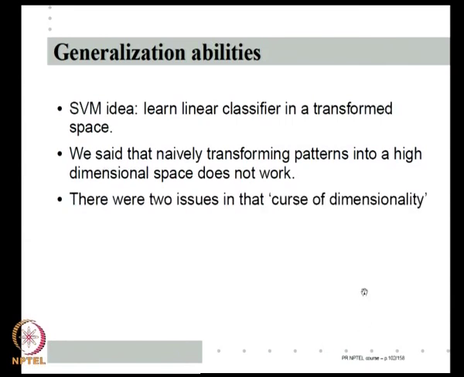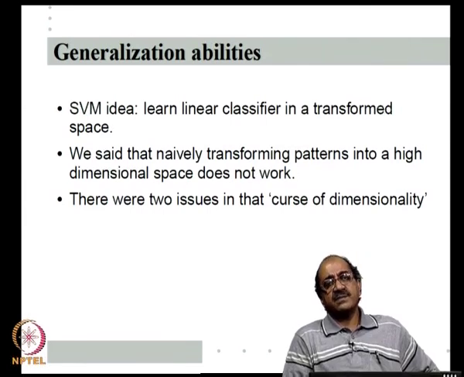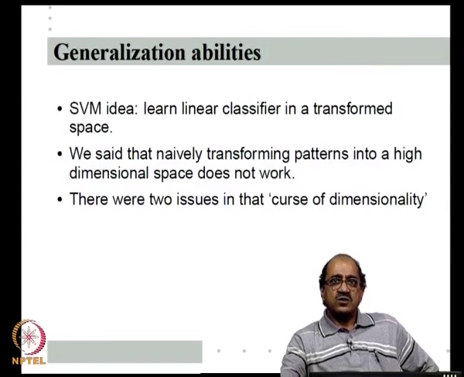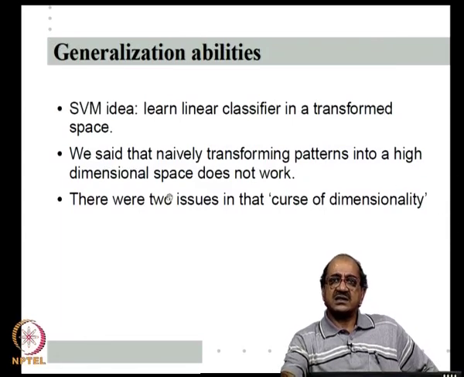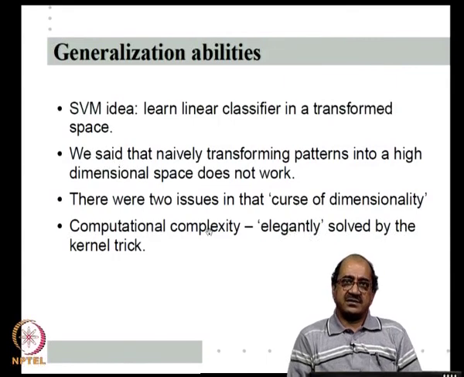What are the two problems? We said this is the curse of dimensionality, there are two issues. If I naively transform, if I want a quadratic classifier, as I said, if I have a 100 dimensional feature vector to start with, it becomes a 10,000 dimensional feature vector. If I want a cubic classifier, a 100 dimensional feature vector becomes a million dimensional feature vector. So, naively transforming will get us caught in the so called curse of dimensionality, and in this there are two issues. One is computational complexity.